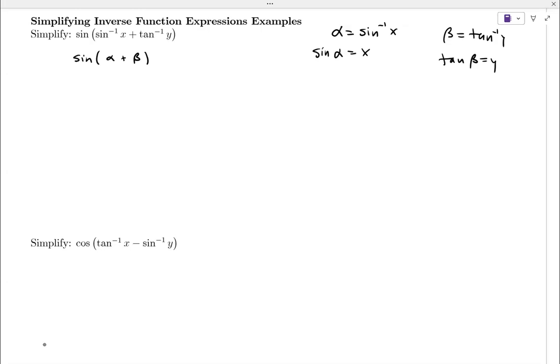Using the substitutions I just made, I called inverse sine of x alpha, and I called inverse tangent of y beta. Just plugging those in. And now I can rewrite this using our sum formula for sine. You would get sine alpha cosine beta plus sine beta cosine alpha.